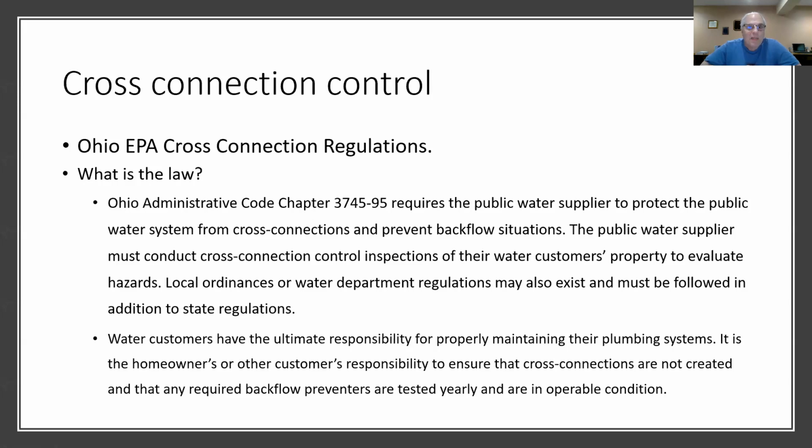Now, the water customer has the ultimate responsibility for properly maintaining the plumbing systems, but they don't always do that. It's the homeowner's or other customer's responsibility to ensure that cross connections are not created and that any required backflow preventers are tested. So if the water utility goes out and makes an inspection of a homeowner or a business and finds that there are cross-connection problems and insists that a device has to be installed, it is the responsibility of the owner of that premises to buy and install that device and have it tested on a periodic basis according to the backflow correction program that the utility requires.